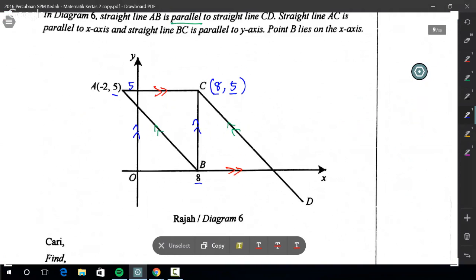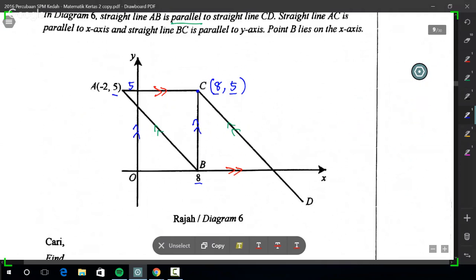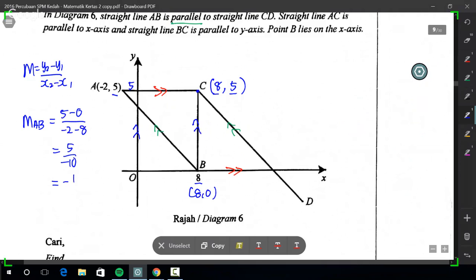But with only one coordinate, there's no way I can find a gradient. So I will find the gradient using AB. Of course, you have to know the gradient formula: y2 minus y1 over x2 minus x1. So I will find the gradient of AB. You have to know B is (8, 0). This is the coordinate of B. So I will say 5 minus 0 over negative 2 minus 8. So it's 5 over negative 10, so it's negative 1 over 2. Because AB and CD have the same gradient, the gradient for CD is still negative 1 over 2.